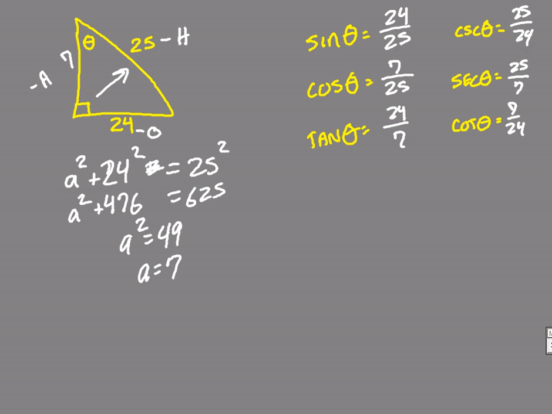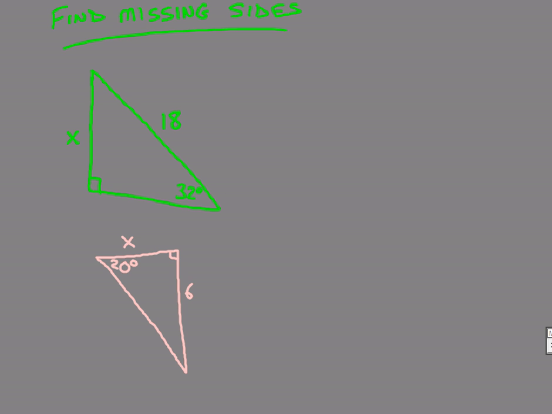Now, we need to be able to use these to find missing sides and angles by more than just the Pythagorean theorem. So this is how we're going to do that. First, always start with an angle that you're given. Based on the angle, what two sides do I know? Well, this is the hypotenuse. This is the opposite.